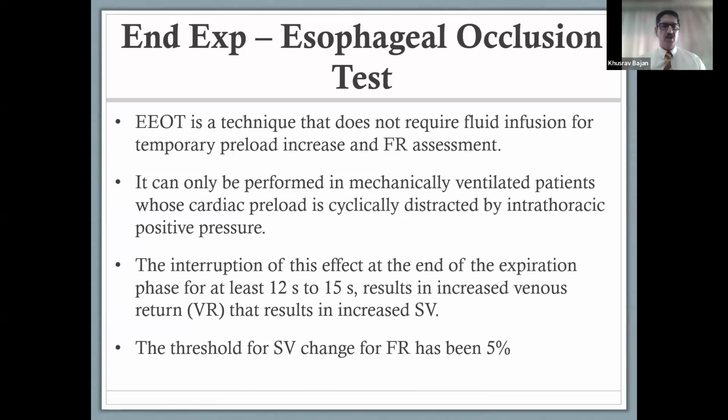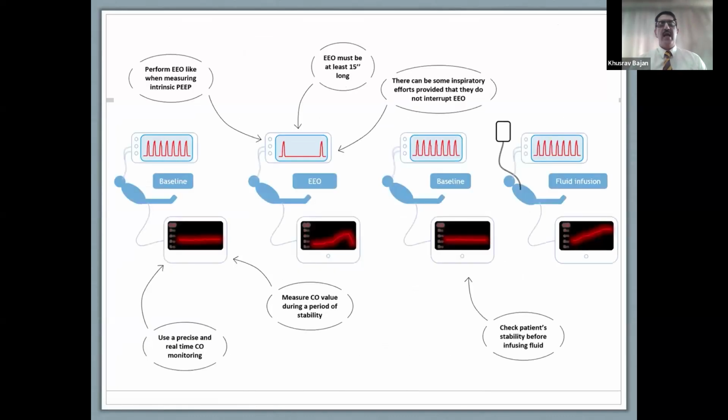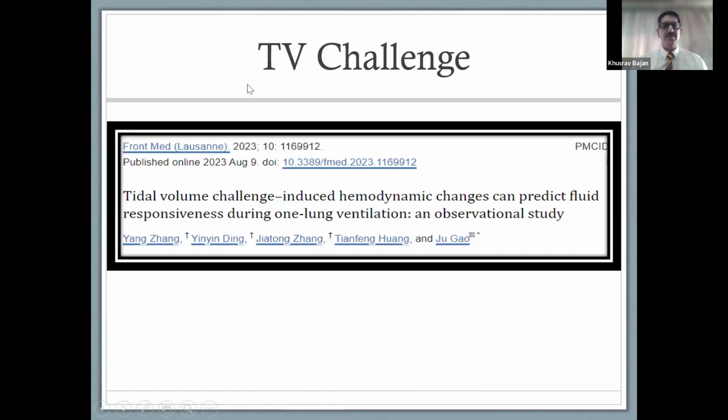This is obviously done on a ventilated patient. And these are again the 5 or 6 points in which you can actually, just like the PLR, here you are doing a different test, which is the esophageal end expiratory occlusion test. Then you might also do a tidal volume challenge. These are just mentioned to you all. We don't do it in practice, but these are ways of assessing fluid responsiveness.